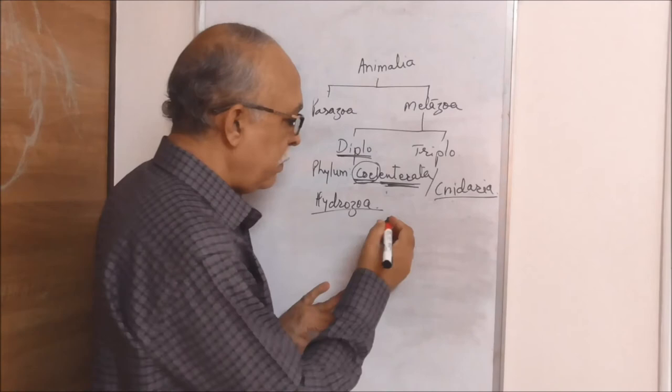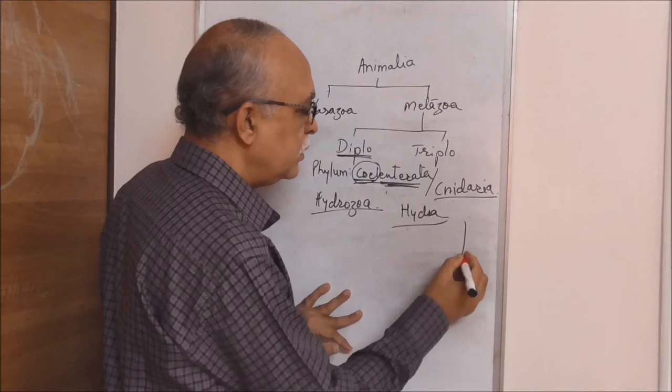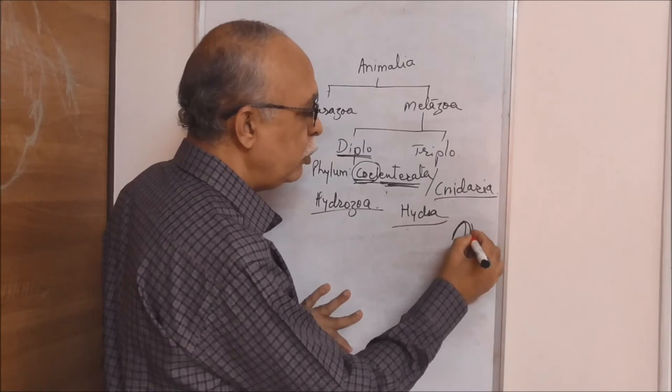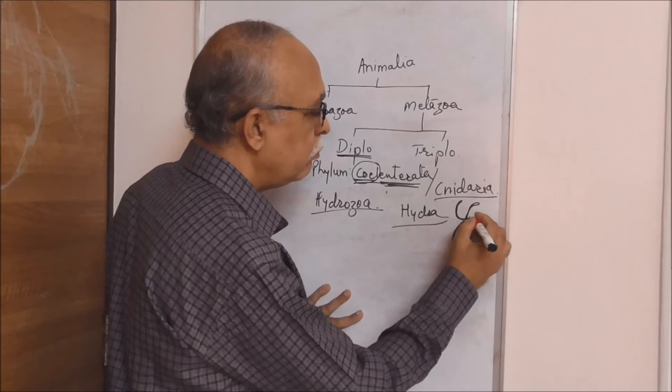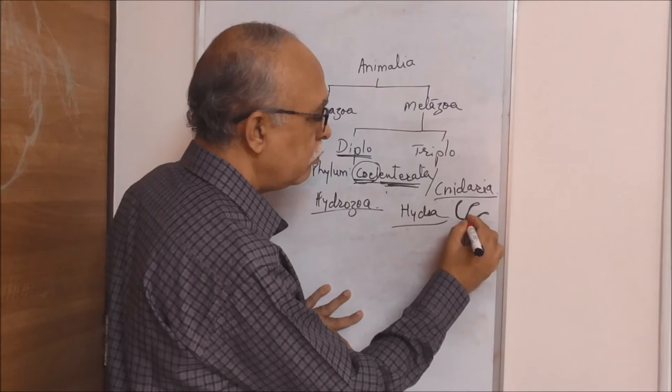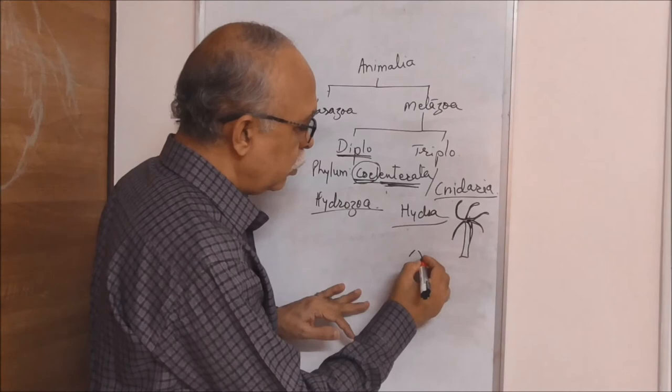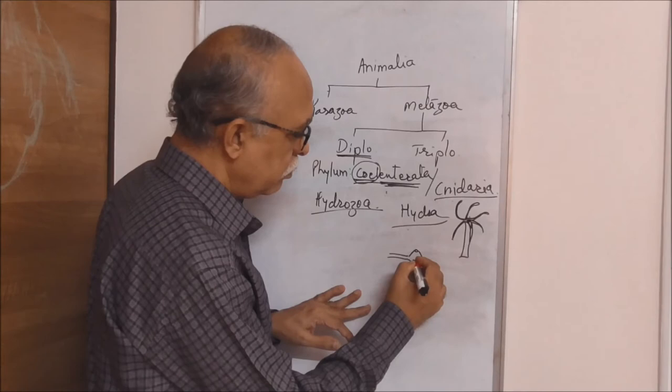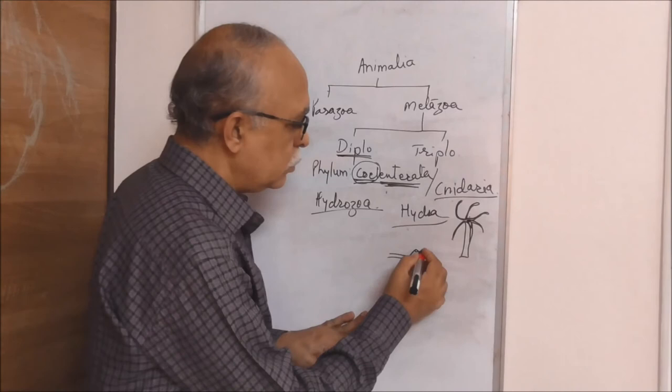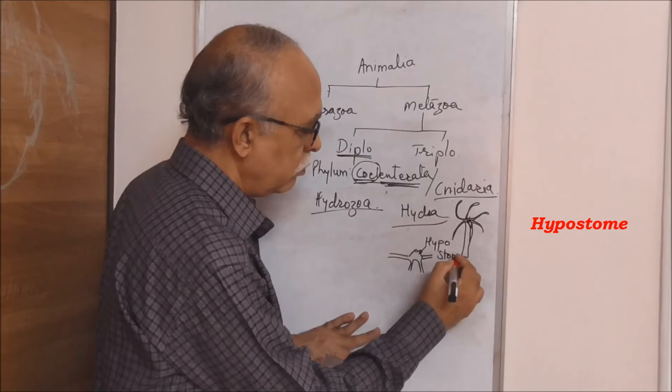Examples would be Hydra, which is a single cylindrical polypoid form with these tubular tentacles, 6 to 10 in number. Here's the opening of the mouth. That mouth is elevated on a conical projection, that's called the hypostome. Tentacles will be starting from here. This projection is called the hypostome, which is surrounded by the tubular tentacles.